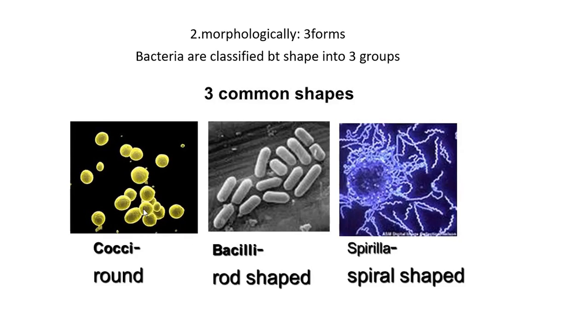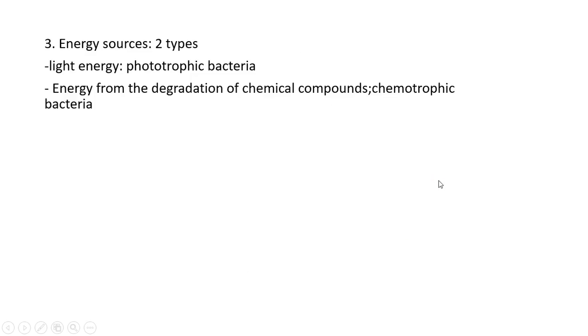Based on this, we have three forms. The first one is the round shape. As an example, we have cocci. The second one is the rod-shaped bacteria, such as bacillus, and you also have vibrio cholera, all right? And the third form is the spiral-shaped bacteria, such as spirilla.